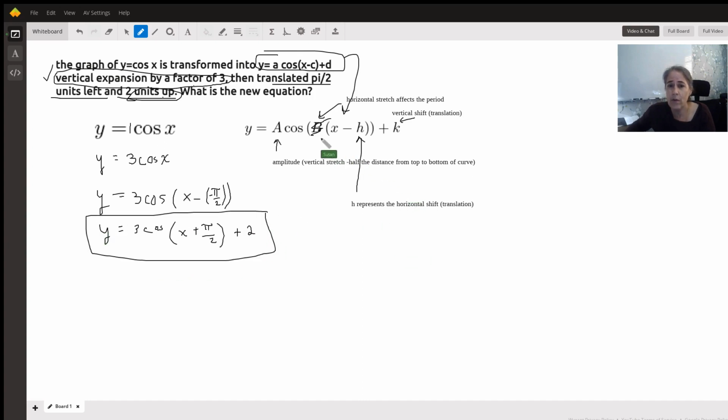You're done. Knowing this basic form will really help you, because you can just put in the changes to your parent function of y equals cosine x.